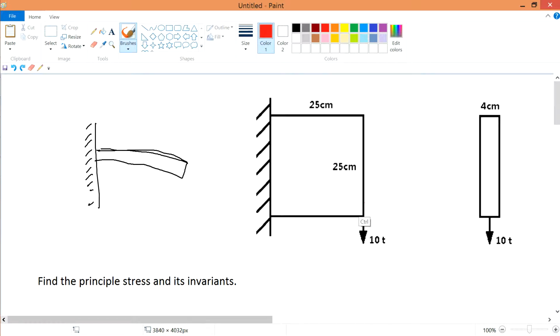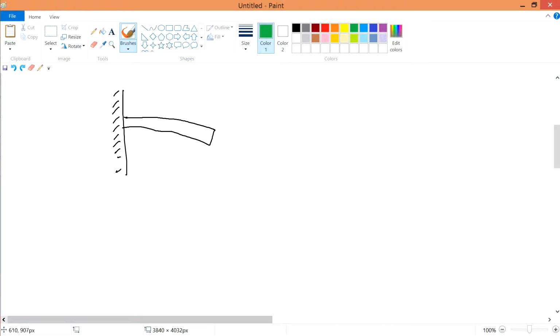But how do we start? We know we have a matrix over here. We know that invariance is somehow finding a determinant. So the first step is to find the matrix. Look at this example. Imagine I take a piece of this beam and zoom in.